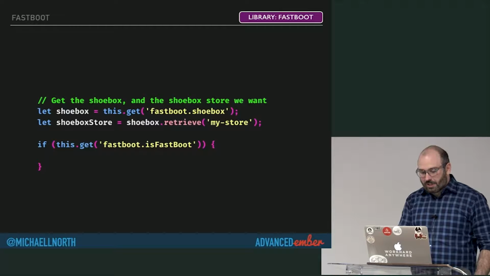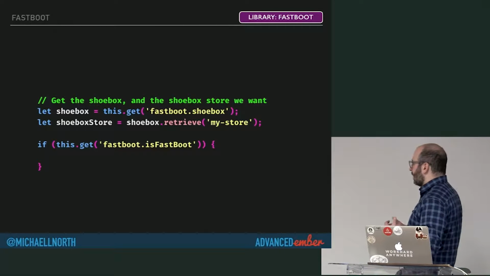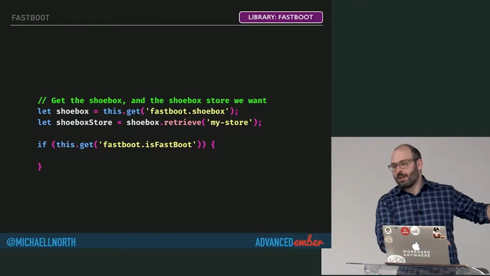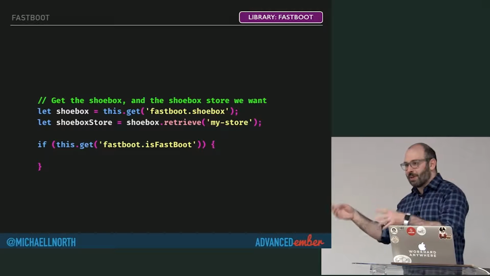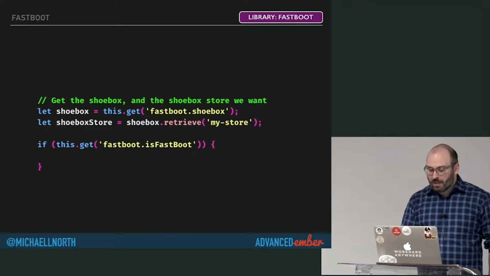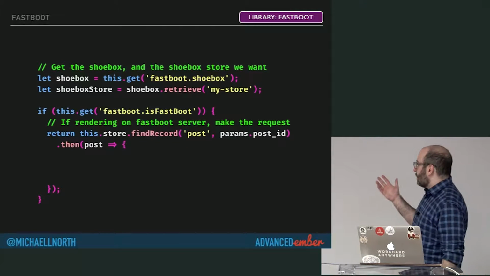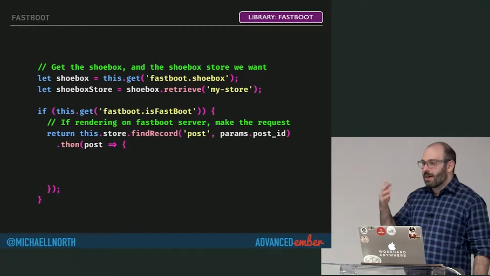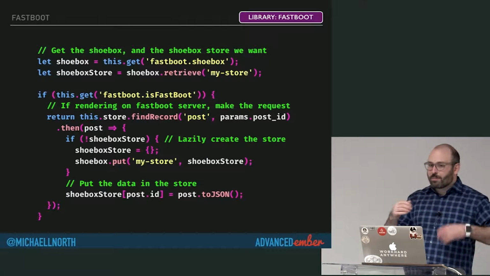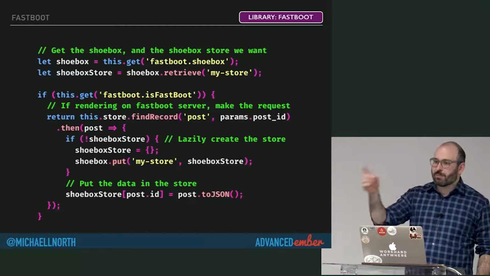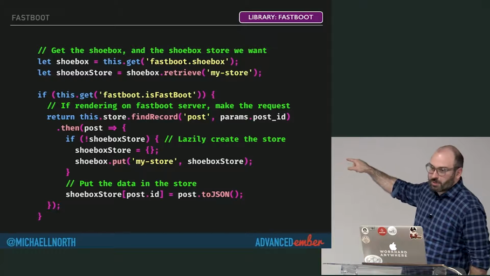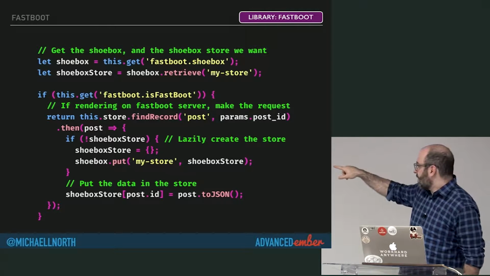So you typically want to do two things. When you're rendering in Fastboot, you want to fetch some data and put it in the store. And when you're not in Fastboot, you want to consume that data, you want to use it. So typically, if you're in Fastboot, you're going to do something with Ember Data, or do a fetch, and then inside it you might create the store if it doesn't exist yet and put a property there. And again, this line here, shoebox.put my store, shoebox store.